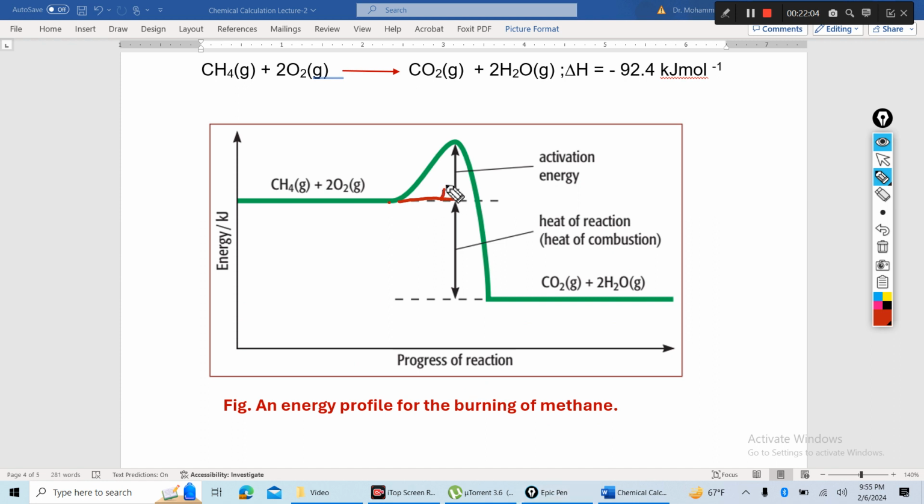The distance from the reactant to the peak of the curve is known as activation energy. The distance from the reactant to the product is the heat of the reaction, or enthalpy of the reaction. Let's move on.